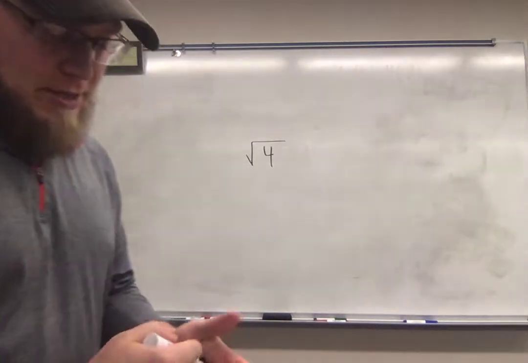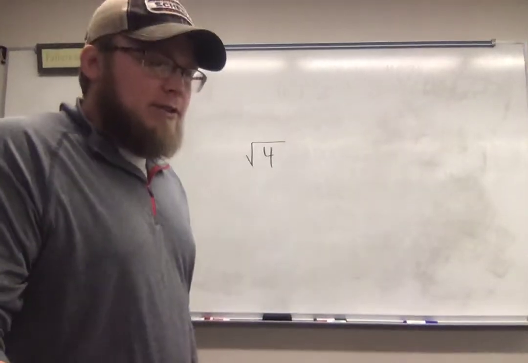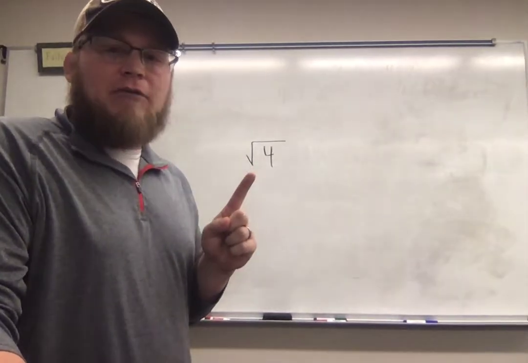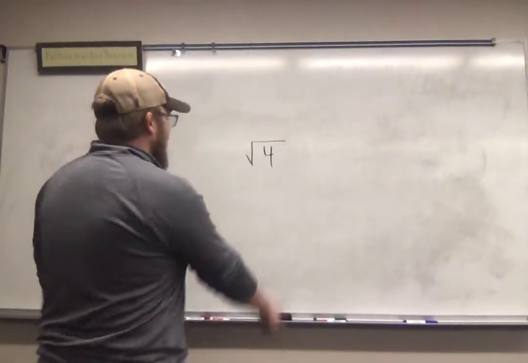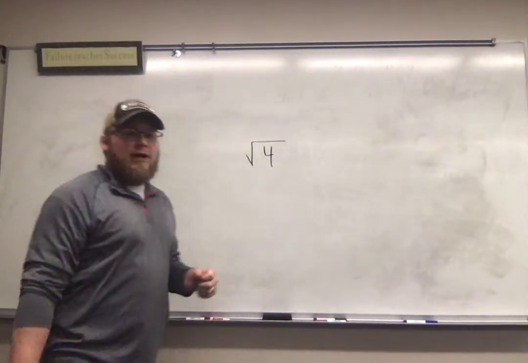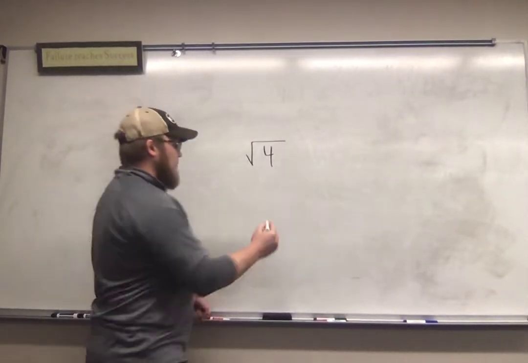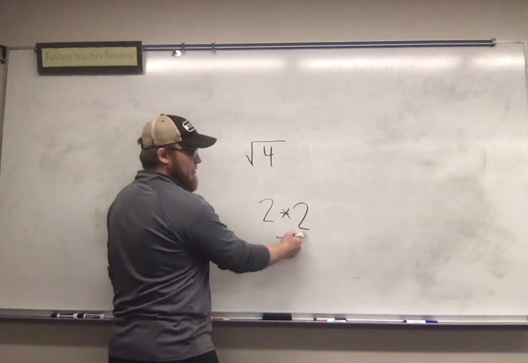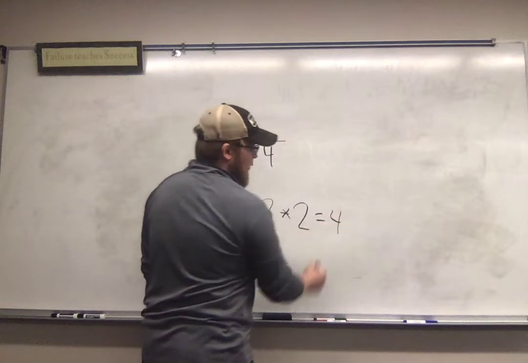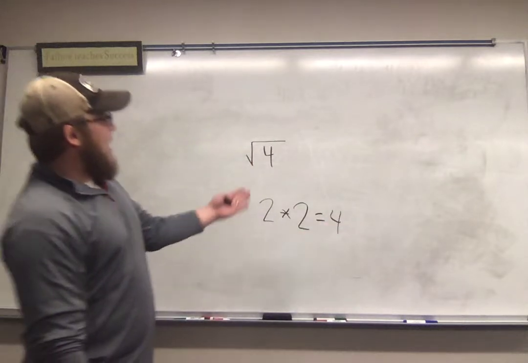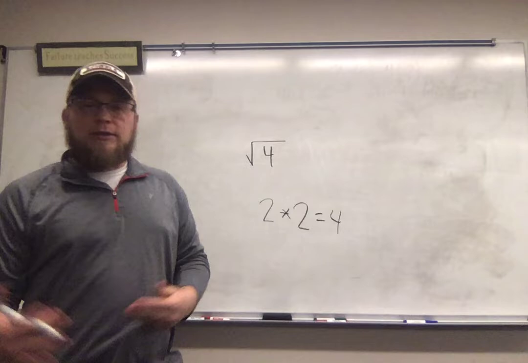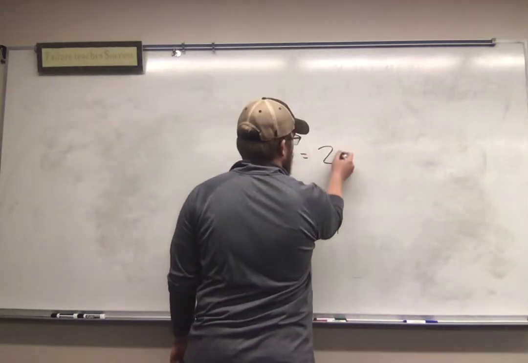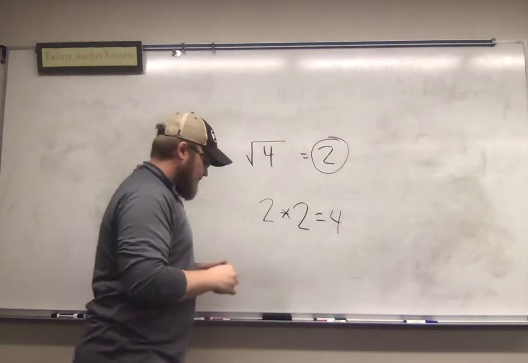So what this means right now is we're looking for one number that you can multiply by itself, and it's going to equal the number 4. And I think we all know that number. That number is going to be 2, because we can multiply it by itself, 2 times 2, and it will equal 4. So when the book asks, what's the square root of 4, you would say 2 and circle the answer.